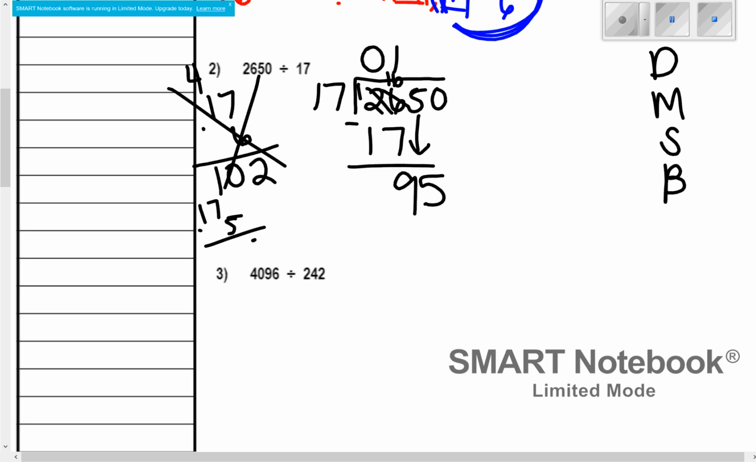7 times 5 is 35. 5 times 1 is 5, plus 3 is 8. That is going to get us the closest as we can. So 17 is going to go in there 5 times. And then that multiply, 5 times 17, we already did over here, is 85. When we subtract, we get 10. Again, this number should be smaller than 17, which it is, so we are doing it correctly. Last thing, we have that B, bring it down.